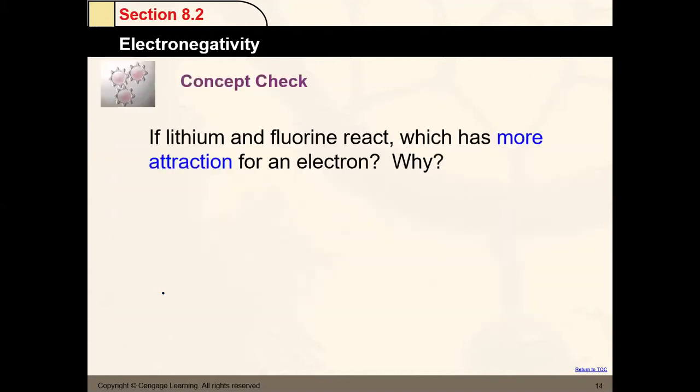Concept check. If lithium and fluorine react, which one has more attraction for electrons? Well, fluorine, right? Because if you look at the periodic table, let me draw more or less the periodic table here. This is an ugly periodic table, but this is my periodic table. So lithium is more or less here, and fluorine is all the way here. Right? So electronegativity increases from left to right and from bottom to top. Fluorine is all the way on the right side. Therefore, fluorine has more attraction for electrons, right?